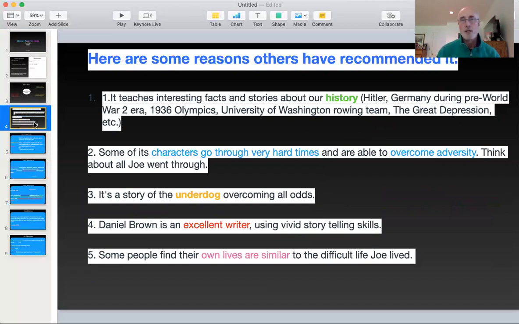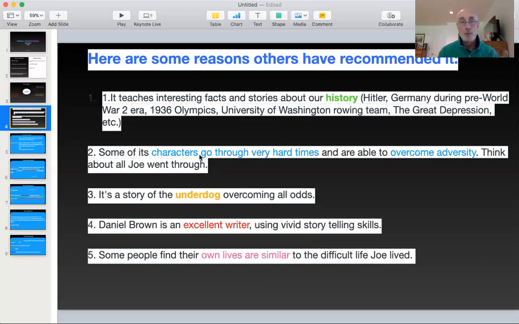Some reasons that are pretty common that people address when writing about this book and why they recommend it. Reason number one is it teaches interesting facts and stories about history. It teaches about Hitler, about Germany in the pre-World War era, before the war. It teaches about the 1936 Olympics. It teaches a lot of interesting things about what it's like to be on the rowing team. You learn a lot about the Great Depression from a firsthand account. There are all kinds of really interesting nuggets of truth that you never knew before. So it's got history here, okay?